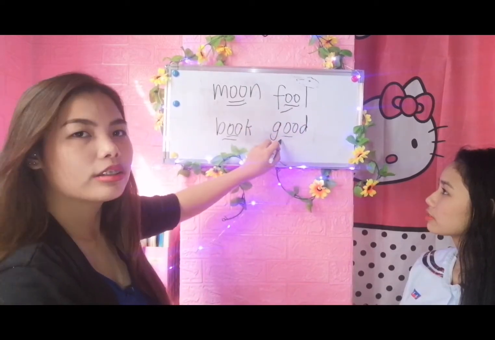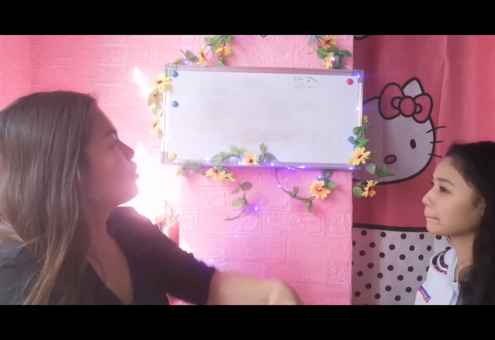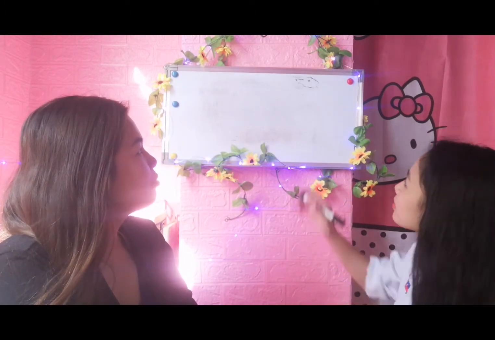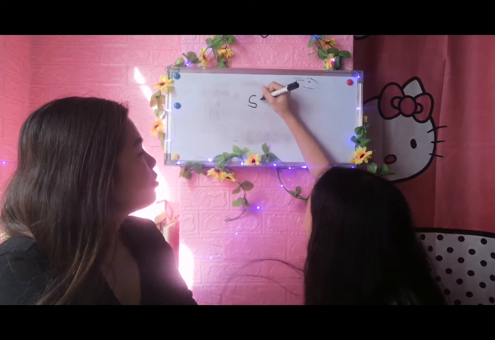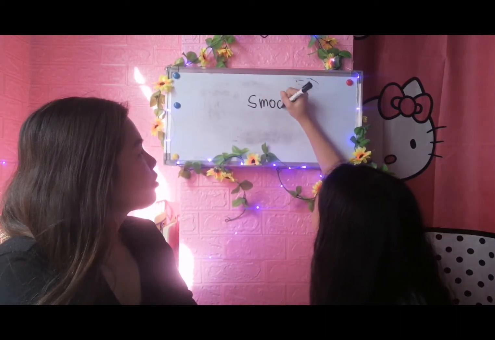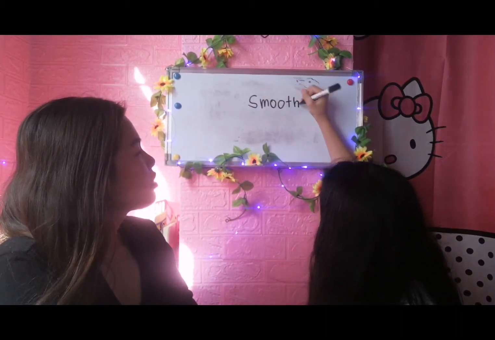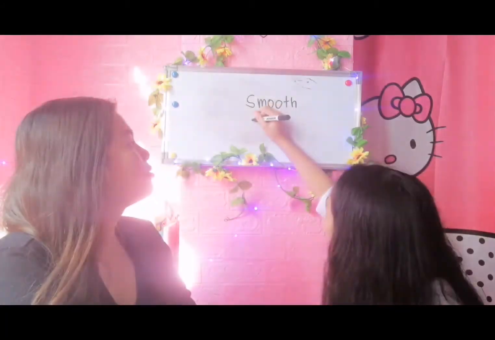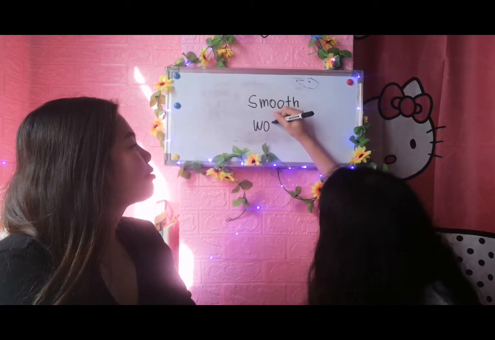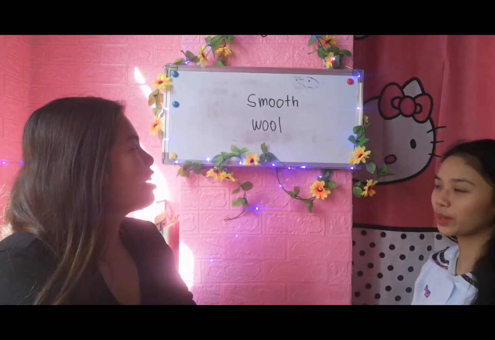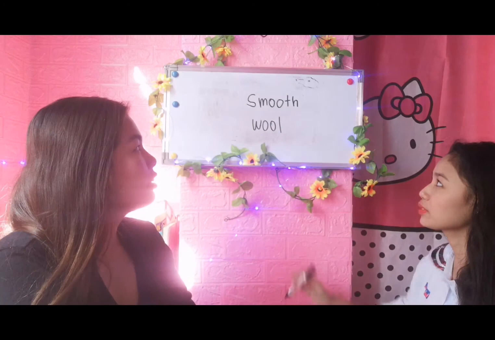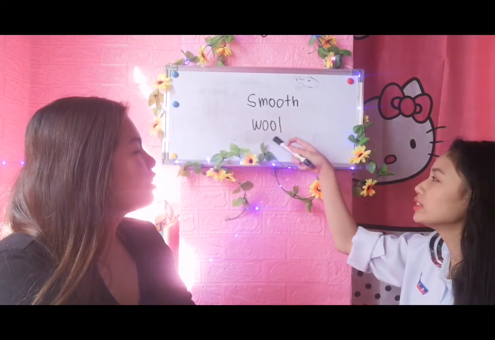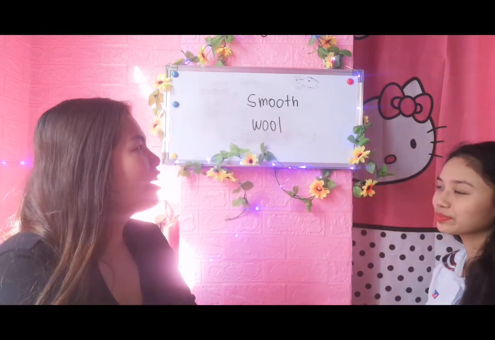Okay, so now, could you give us an example for the long double O vowel sound? Okay, that's right. How about for the short one? Okay, could you read it for me? Smooth, smooth. Wool, wool. Okay, right.